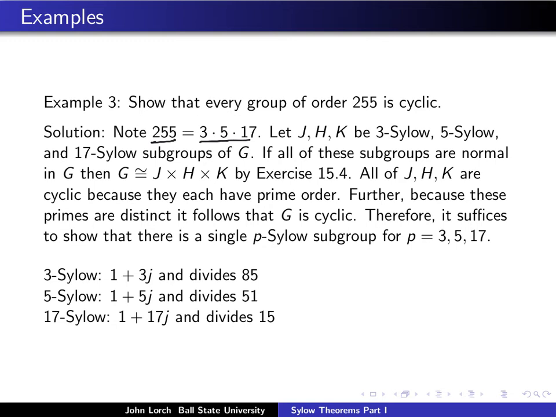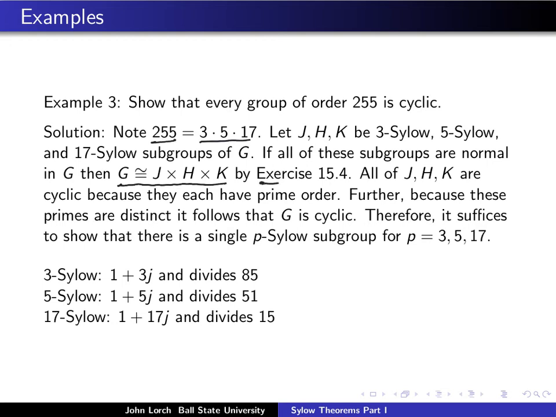And we're going to let J, H, and K be 3 Sylow, 5 Sylow, and 17 Sylow subgroups of G, respectively. So if all of those subgroups are normal in G, then G will be isomorphic to the direct product of J, H, and K.